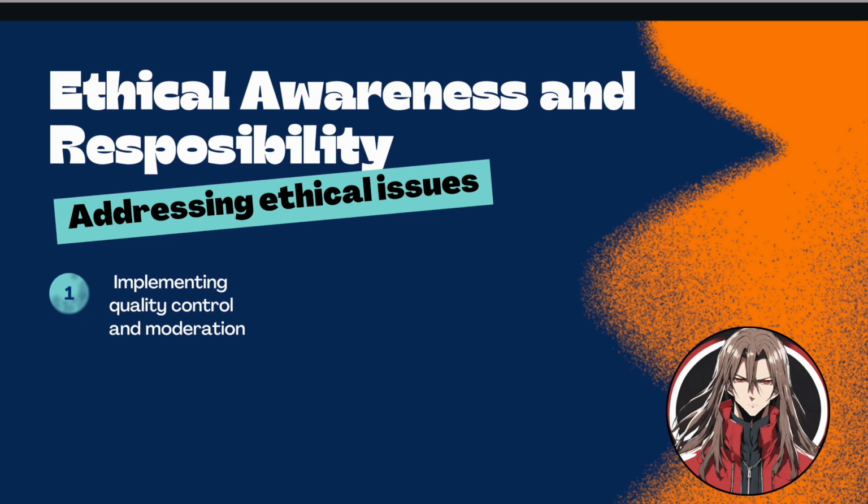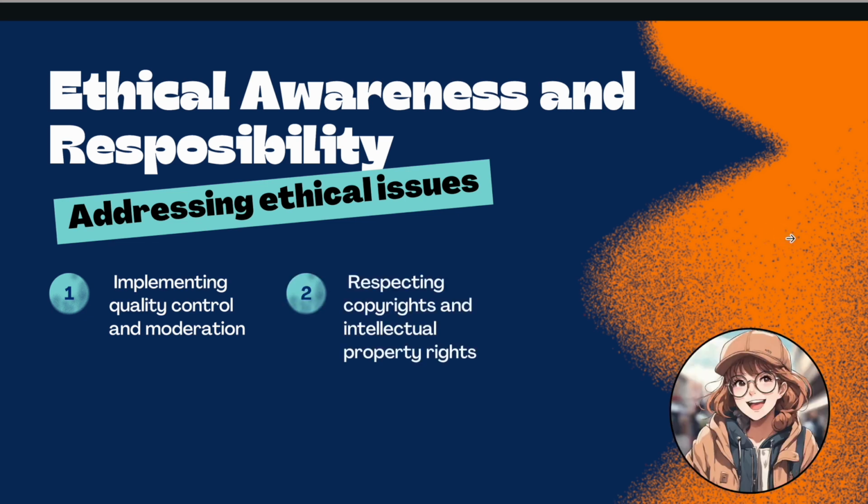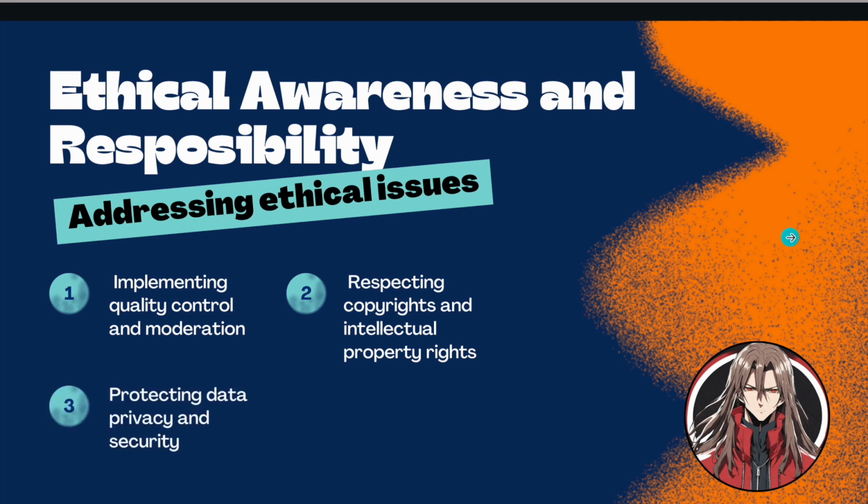Respecting copyrights and intellectual property rights. AI image generation systems should respect the rights of the original creators or owners of the data used to train the models. This can be done by obtaining proper licenses or permissions, giving appropriate credits or citations, and avoiding plagiarism or infringement. Protecting data privacy and security. AI image generation systems should protect the privacy and security of the data used to train the models. This can be done by anonymizing or encrypting the data, limiting the access and sharing of the data, and complying with relevant laws and regulations.